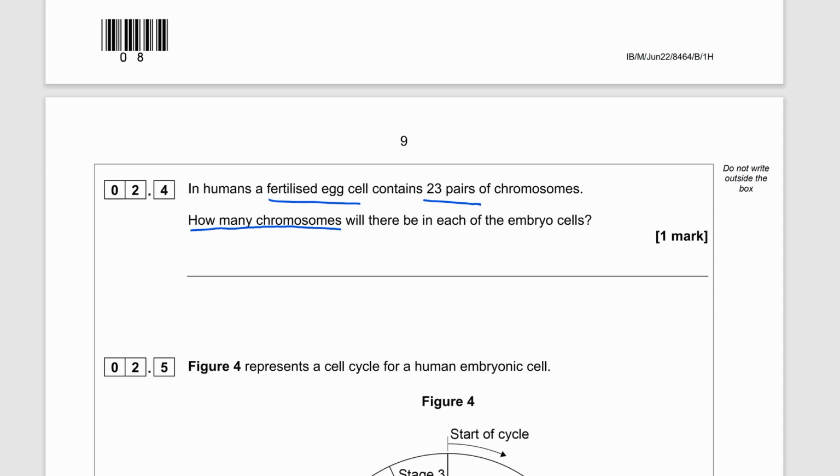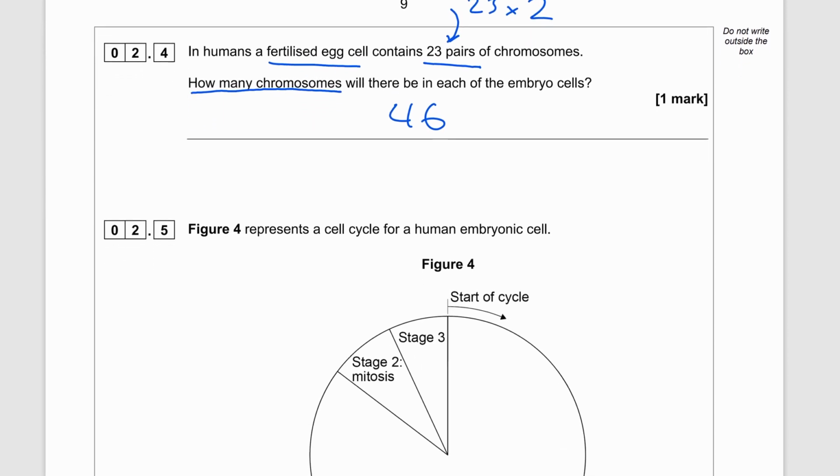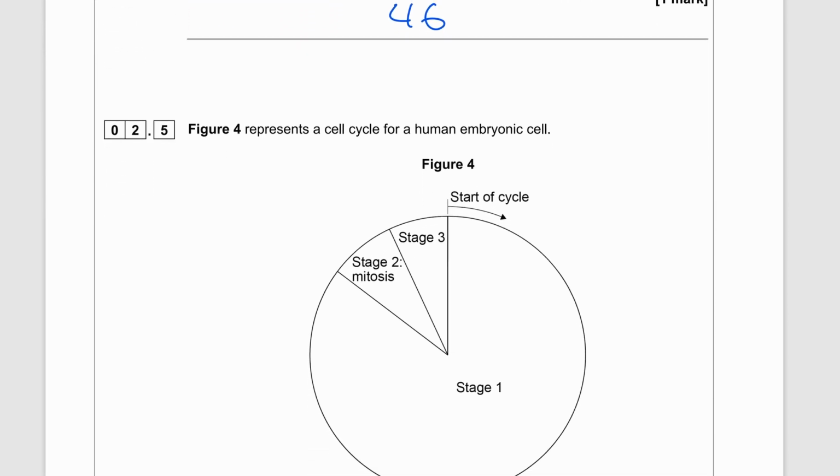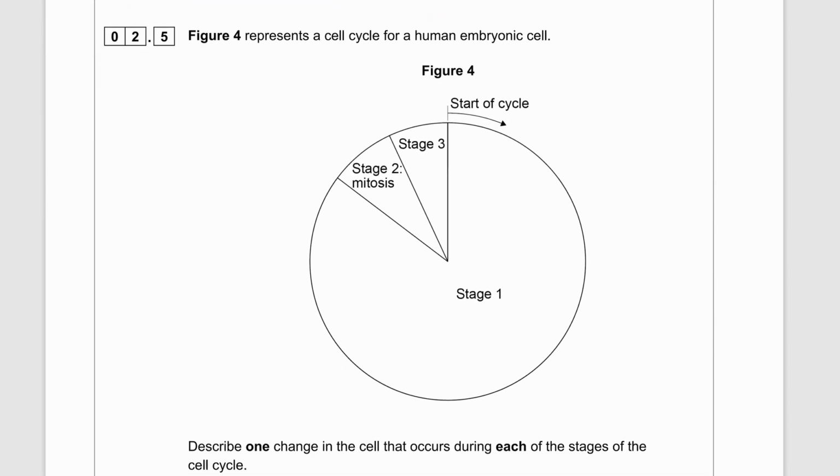So, if it tells us that a fertilized egg cell contains 23 pairs of chromosomes, we need to be careful and remind ourselves what is 23 pairs. That's the same as 23 times 2, which is 46. So the same number of chromosomes in the fertilized egg cell should be in the embryo. So it should be 46. 2.5. Figure 4 represents a cell cycle for a human embryonic cell.